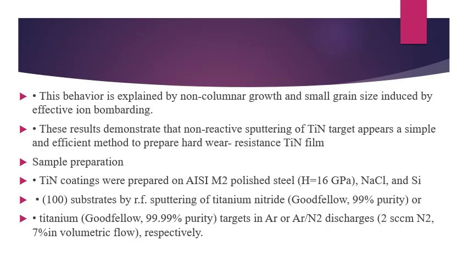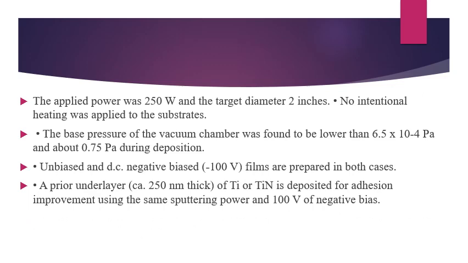A simple preparation of the sample: titanium nitride coatings were prepared on AISI M2 polished steel, NaCl and silicon substrates by RF sputtering of titanium nitride or titanium target in argon or argon-nitrogen discharge respectively. The applied power was 250 watts and the target diameter is 2 inches. No intentional heating was applied to the substrate. The base pressure of the vacuum chamber was lower than 6.5 times 10 to the power minus 4 Pascal and about 0.75 Pascal during deposition.